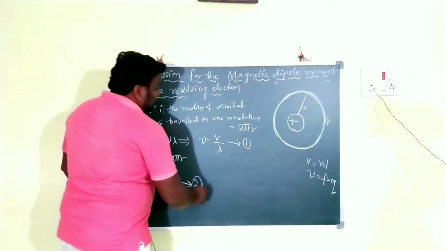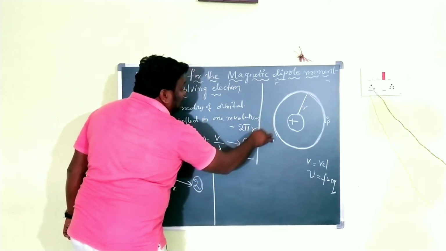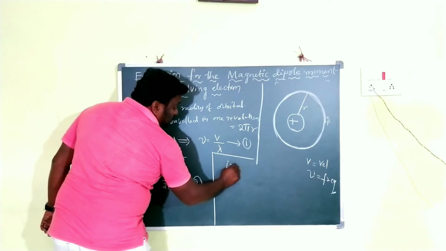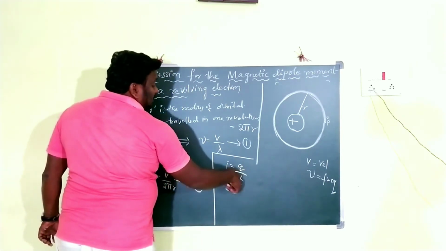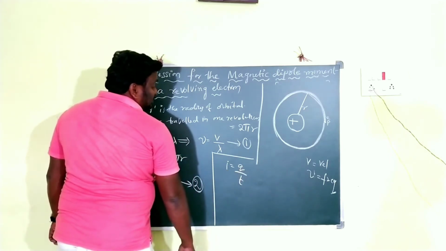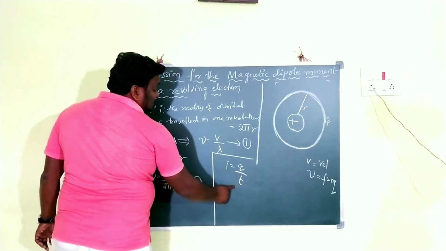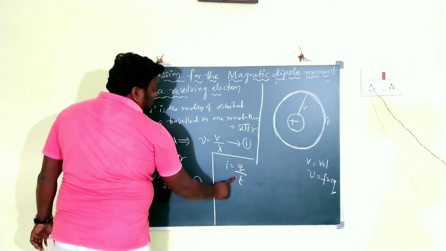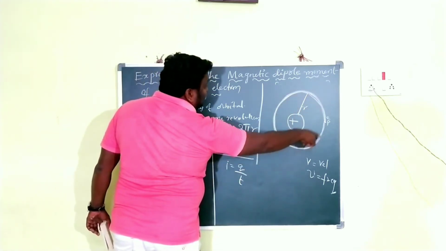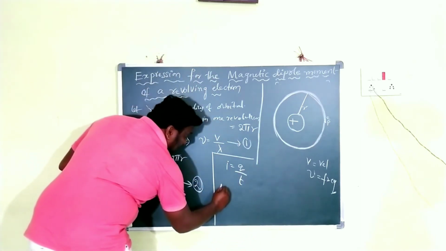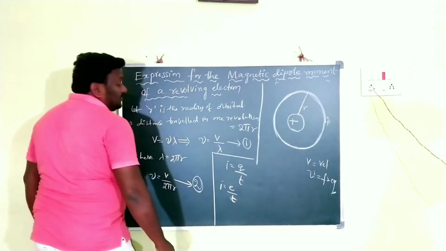After that, we all know the definition of electric current. What is the definition of electric current? I is equal to q by t. The amount of charge in a particular time is what we call electric current, where I is electric current, q is the charge and t is the time. Here q is nothing but the charge of the electron, so we write I is equal to e by t.